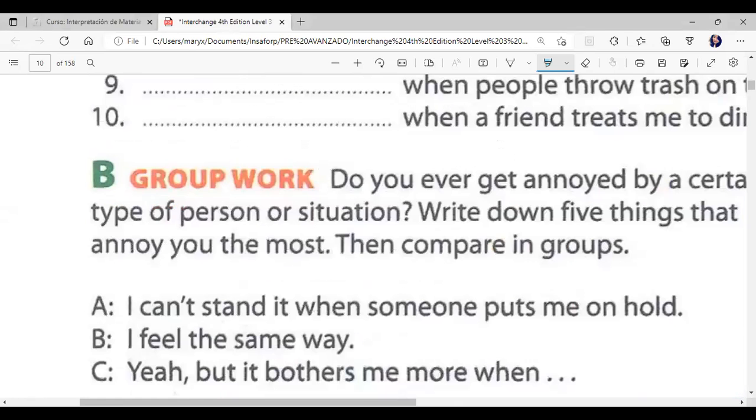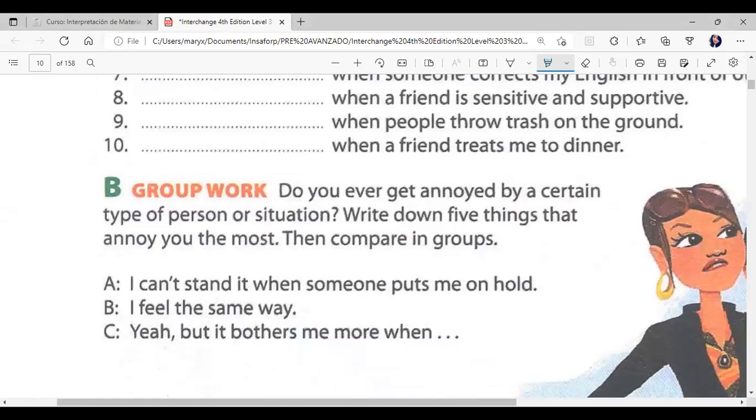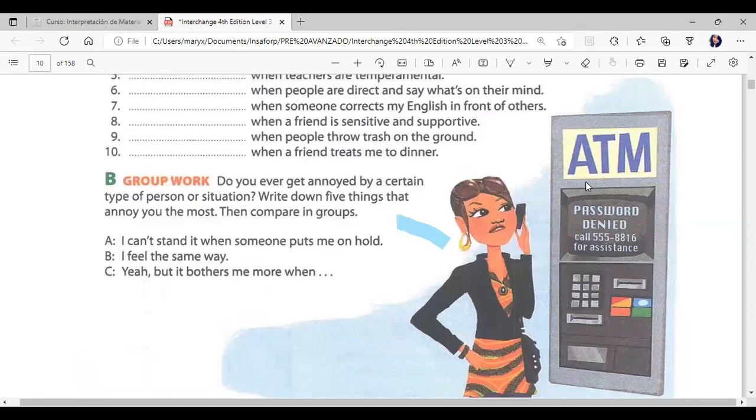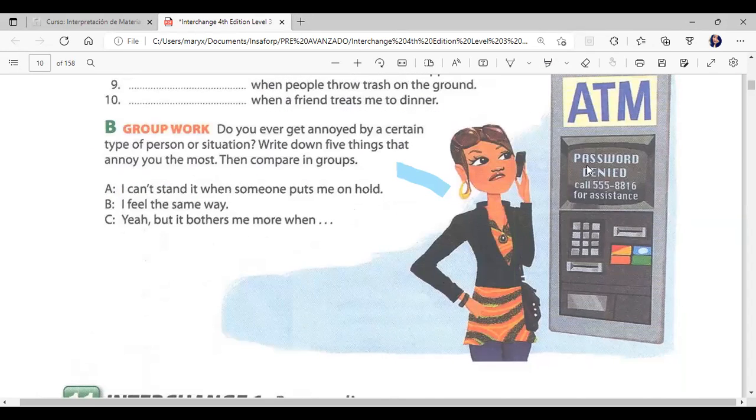Look at this question here. And, oops, what happened? My touch screen got crazy. Okay. It says, do you ever get annoyed by a certain type of person or situation, right? Do you ever get annoyed? For example, let's take a look at the picture here. What's happening in this picture? Look at here, it says, she went to the ATM. In the ATM, it says, password denied, right? So, what happens to you in this situation?